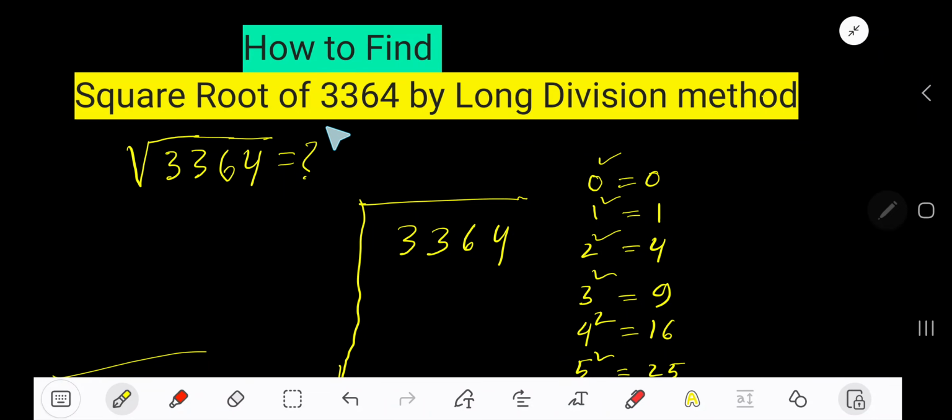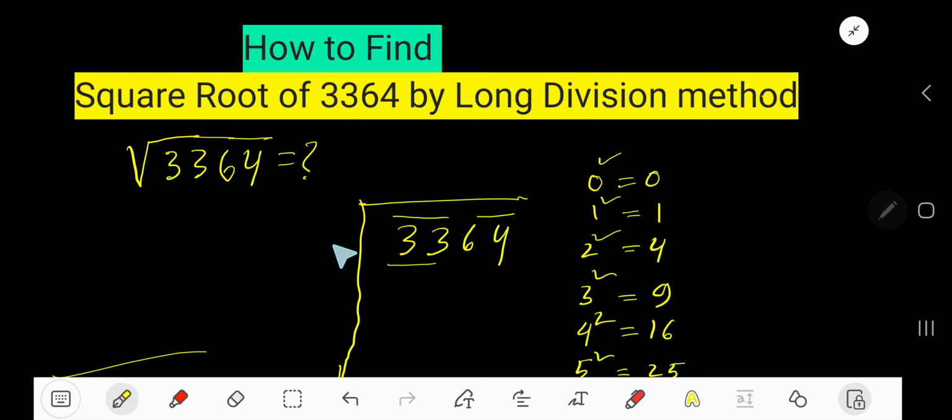How to find the square root of 3364 by long division method. Let's make pairs first from right-hand side to left-hand side. This is the first pair, this is the second pair. For the second pair, take a number whose square will be equal to 33 or nearest to 33.